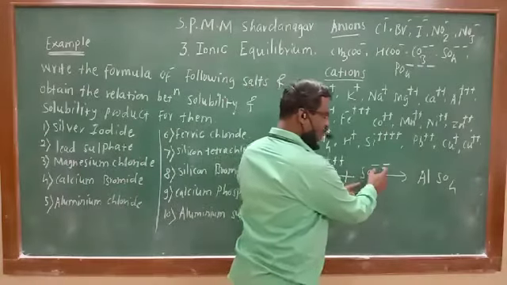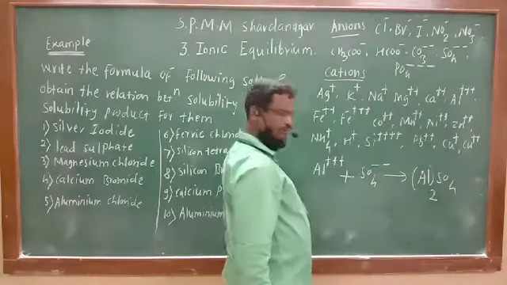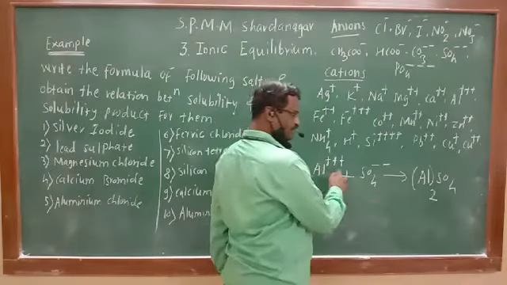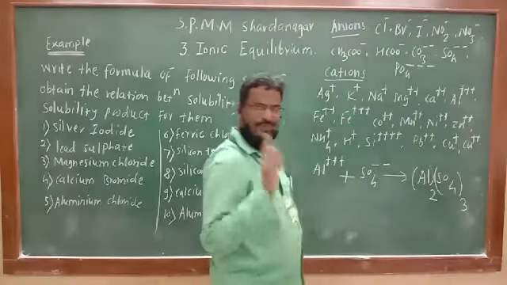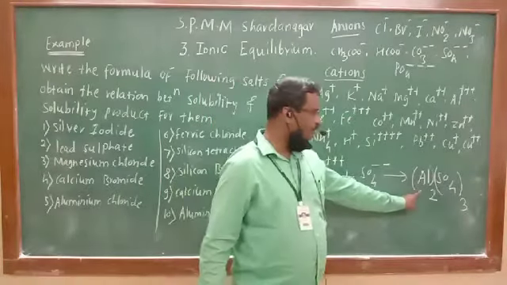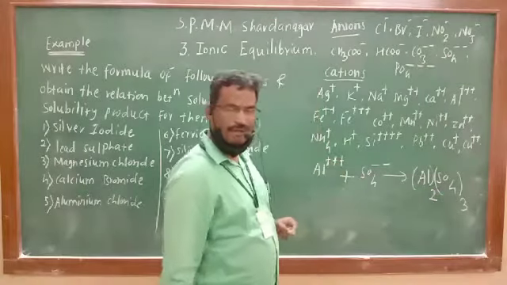Charge of second is 2, so this will be taken twice. Al2. Charge of first is 3, therefore this will be taken thrice. Therefore, Al2(SO4)3 is the formula of aluminium sulfate.